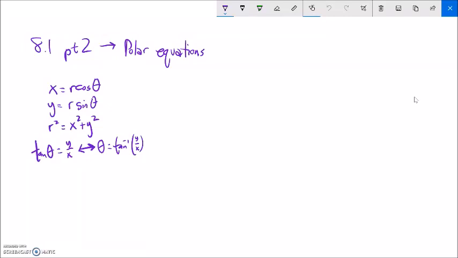This is Math 142, and we are into the second part of Section 8.1, and we're dealing with polar equations now. Last time we talked about polar coordinates, those points that are in that form r, theta, and then we came up with all of these relationships to relate polar equations to rectangular equations. So we have rectangular equations, or points, coordinates really. They come in the form x, y.